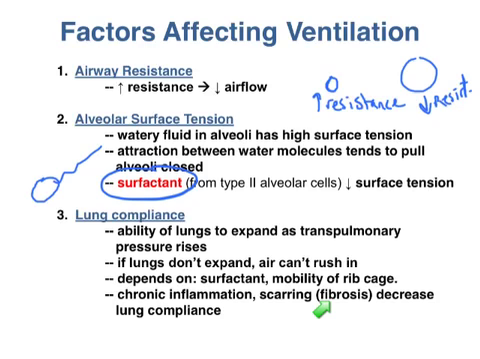There are also some conditions which actually increase compliance, like emphysema. Chronic smokers sometimes develop emphysema, where there is so much damage to the alveoli of the lungs that compliance actually increases. However, because the respiratory membrane has been damaged, there's still minimal gas exchange, or a lot less gas exchange going on, despite the increased compliance.